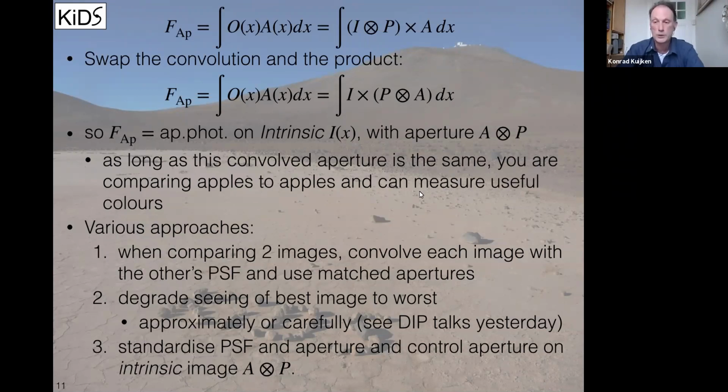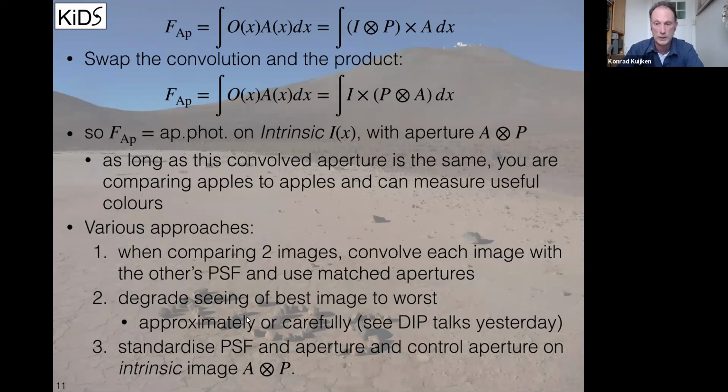And so there are various approaches that you can take to make sure that this is true, so that you're measuring consistent aperture fluxes. If you're just comparing two images, if you want to just measure a single color, what you can do is convolve each observed image with the other one's point spread function. And then this P becomes the convolution of both point spread functions, and so it's the same for both images. And then you simply use a matched aperture on those convolved images, and you will measure a real color. You can degrade the seeing of the best image to the worst image, again, to make these things match. And people have been doing this for years, and you can do this to various degrees of sophistication.